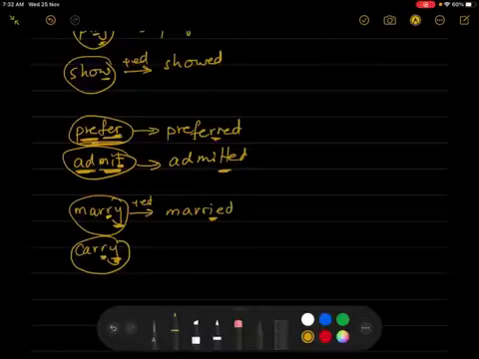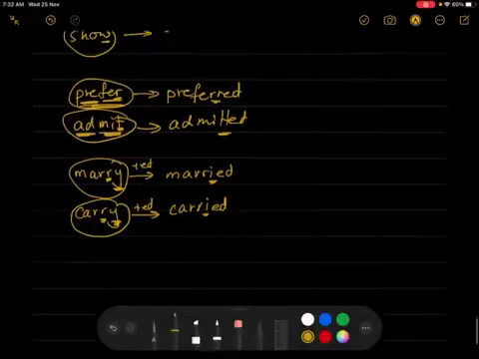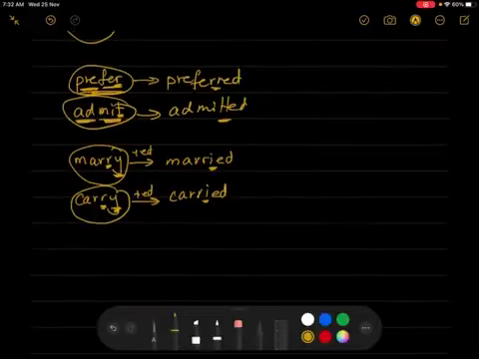The Y here is preceded by R. When I add the ed, the Y is flipped into I, then we add ed. Okay.